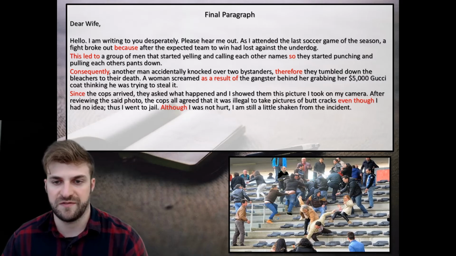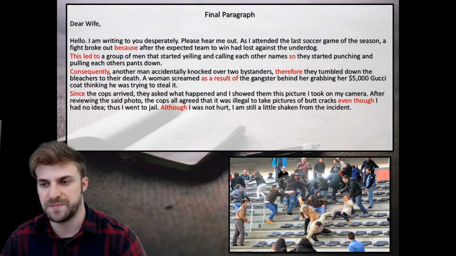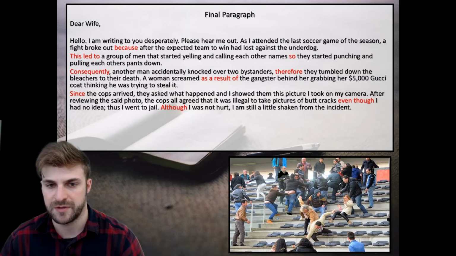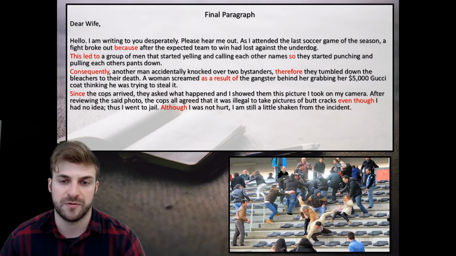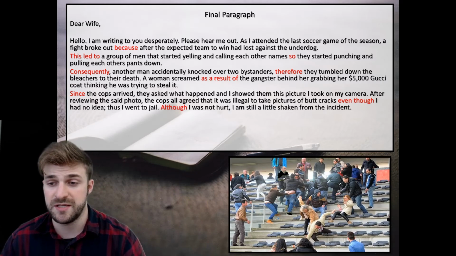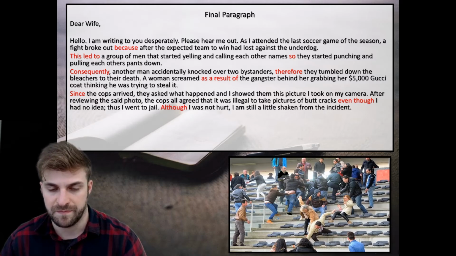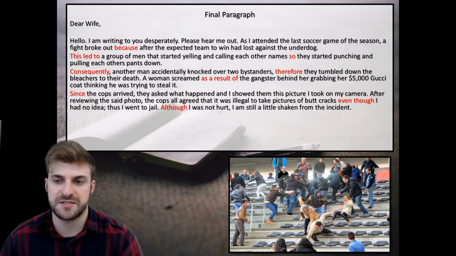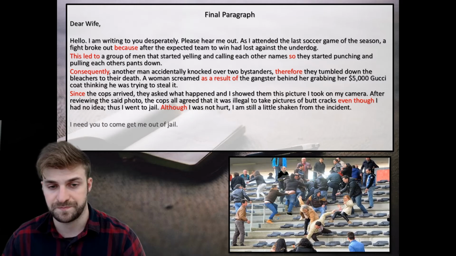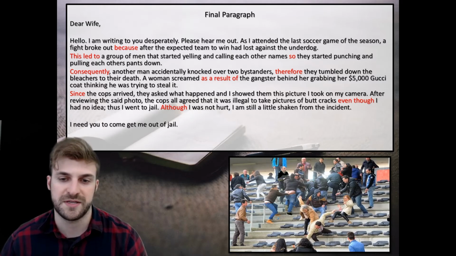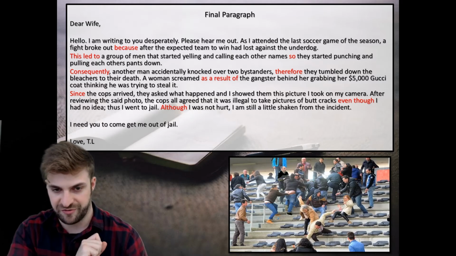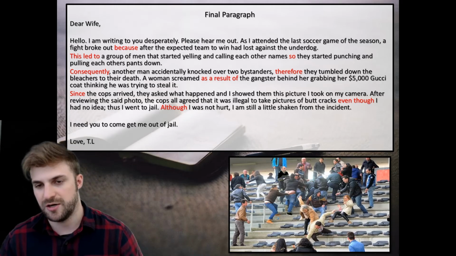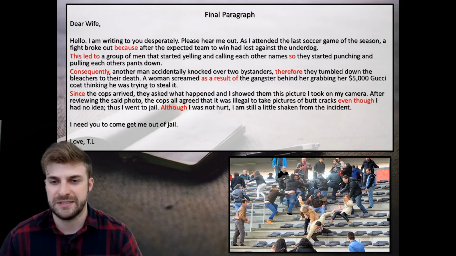Since the cops arrived, they asked what happened, and I showed them this picture I took on my camera. After reviewing the said photo, the cops all agreed that it was illegal to take pictures of butt cracks, even though I had no idea. Thus, I went to jail. Although I was not hurt, I am still a little shaken from the incident. I need you to come get me out of jail. Love, TL.